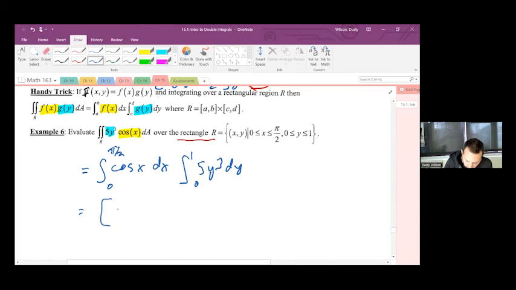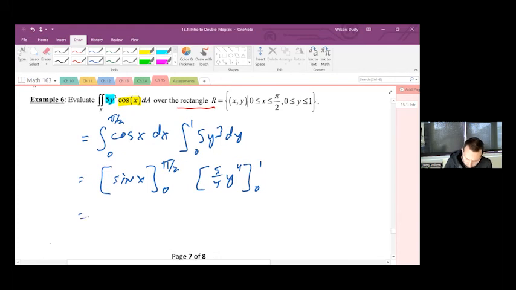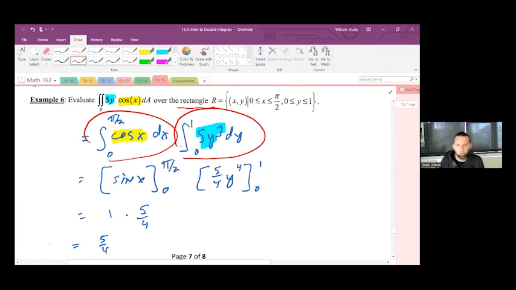And so this will be sine x from 0 to pi over 2 times 5 over 4 y to the 4th on 0 to 1, which would be 1 for the first one, and 5 over 4 on the second one, or just 5 over 4. Putting it in color, here's that cosine x, here's the 5y cubed, so where we split it up. And so there's the two. We took one double integral and wrote it as the product of two single integrals. No iterated integration required. Kind of nice and cool.